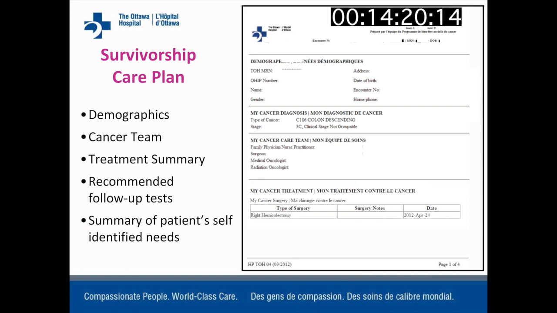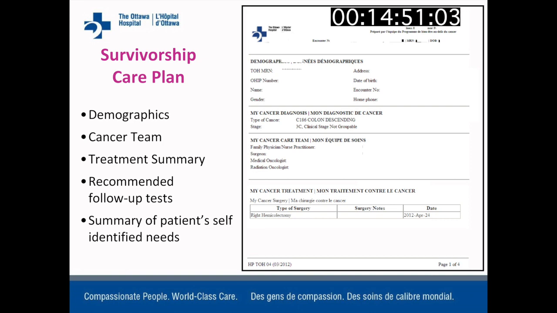There are 3 copies of this document that are created. They're all the same, but one is provided to you at your care plan visit. The second one is kept in our cancer center chart and will be with us in the future if we need to look back at it. And the third copy is mailed to your primary care provider in the community along with the discharge letter from your referring oncologist.